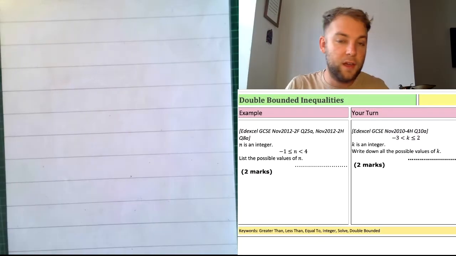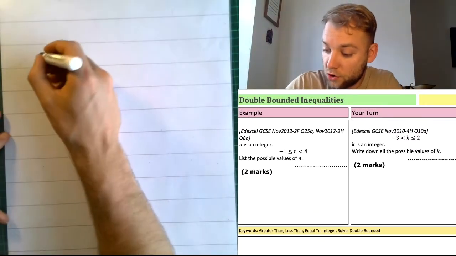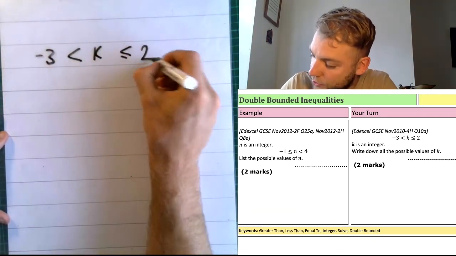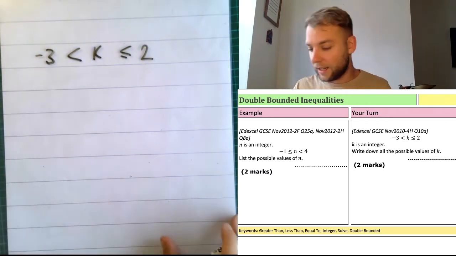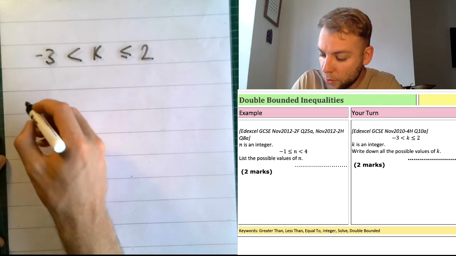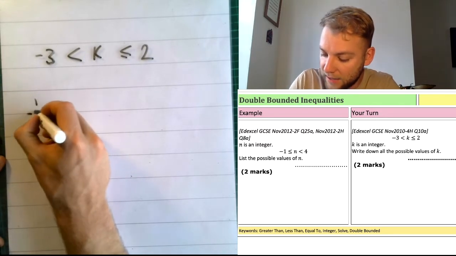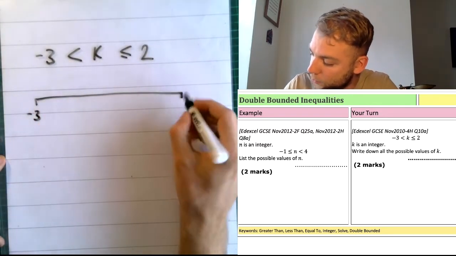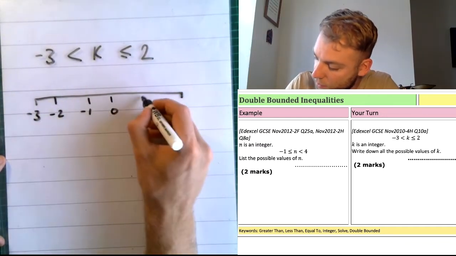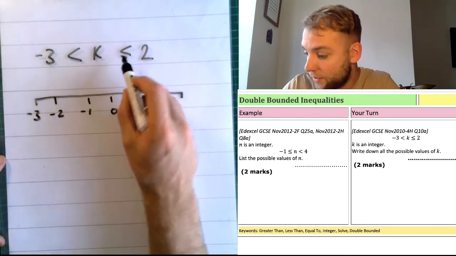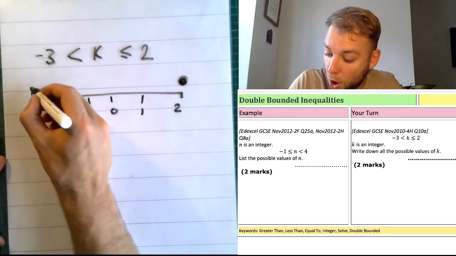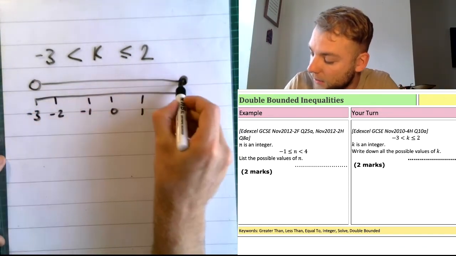Okay, so let's have a look at this one together then. This one starts at negative 3, which is less than k, which is less than or equal to 2. Now you don't need to draw the diagram for this, but I am going to draw it just because I think it helps us understand it a little bit. So here I'm starting with negative 3, and I'm going all the way up to 2. So it's going to be negative 3, negative 2, negative 1, 0, 1, and 2. Now this one here is less than or equal to, so I need a closed dot there, and I need an open dot on this one here, like so.